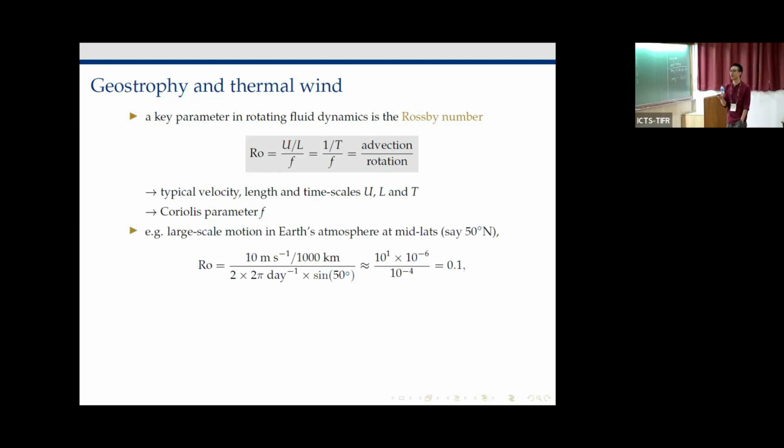In the atmosphere, one example you can do is a quick calculation. For a rough speed of 10 meters per second, so that's fairly small, over about 1,000 kilometers, a standard mid-latitude jet would have a Rossby number of about 0.1, so it's small. The fact that this is small means the rotation aspect is big relative to the advection. In the ocean, what you tend to have is the length scales are smaller, but the flow is also smaller.